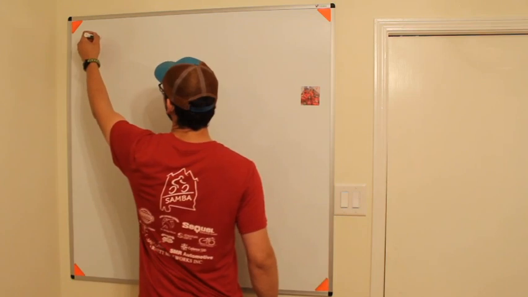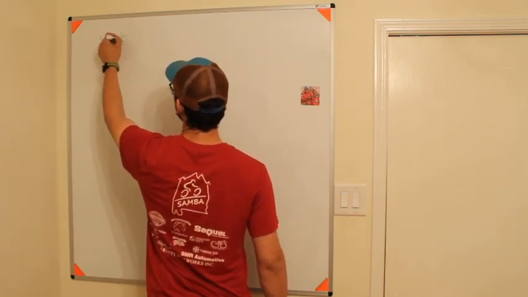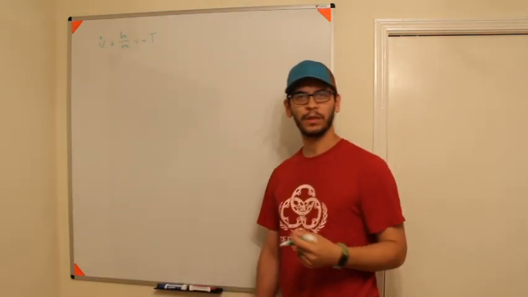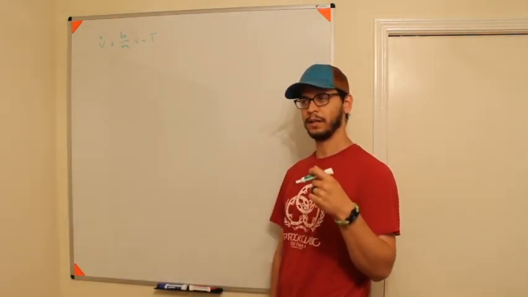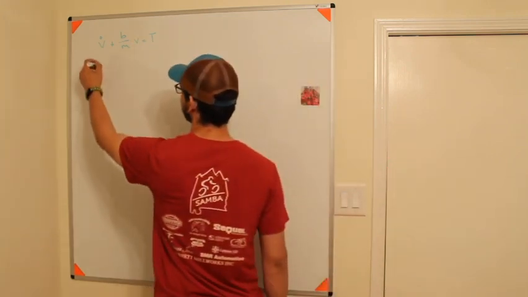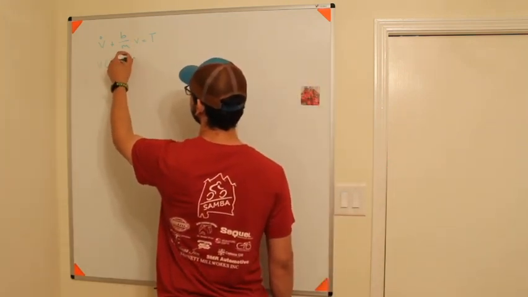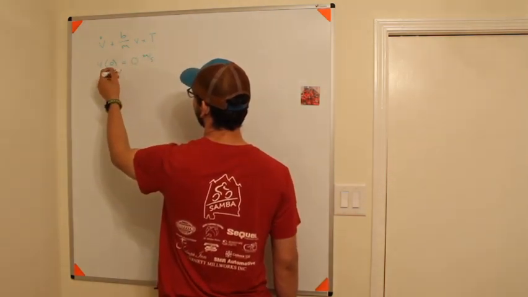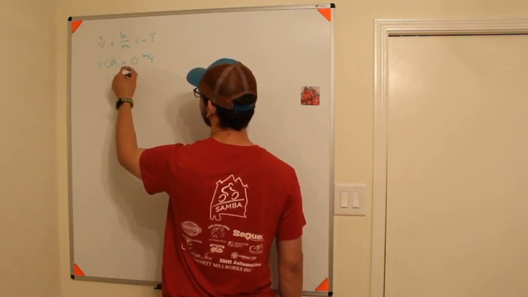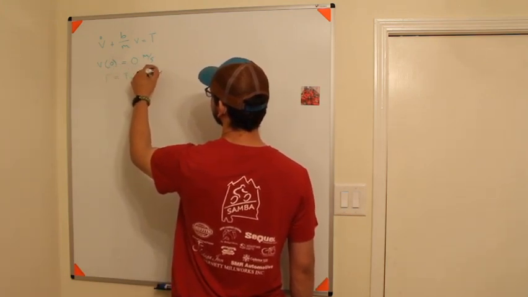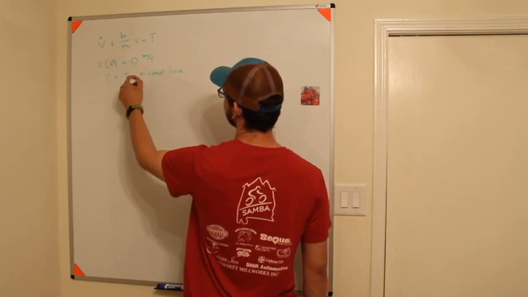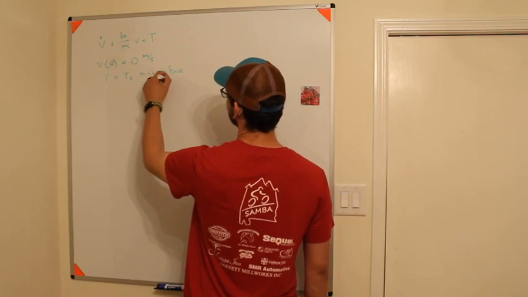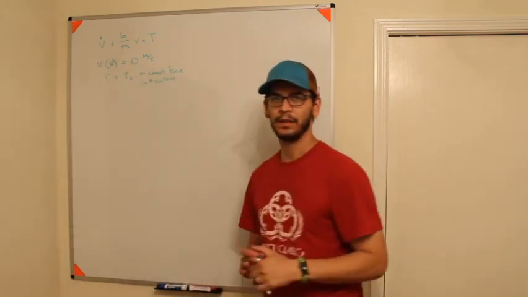And so it was V dot plus B over M V equals my thrust input, okay? And so what I'm going to do is assume that I need a couple things to solve this problem. First, I need the initial conditions. So I'm going to say that the initial velocity is 0 meters per second. And then I'm going to say that the thrust is a constant, and I'm going to make it T naught. So this is a constant force in newtons. Okay? All right, so now I have everything that I need to solve this problem.